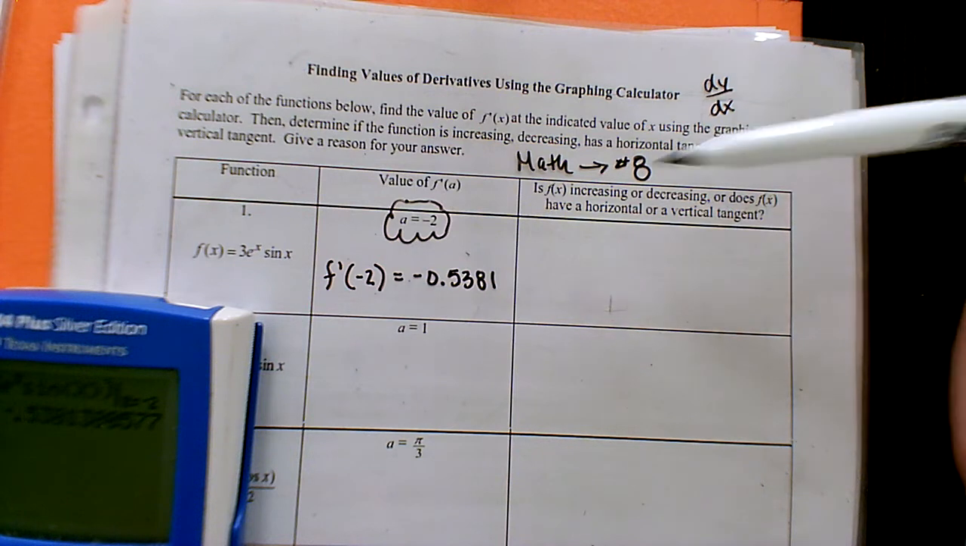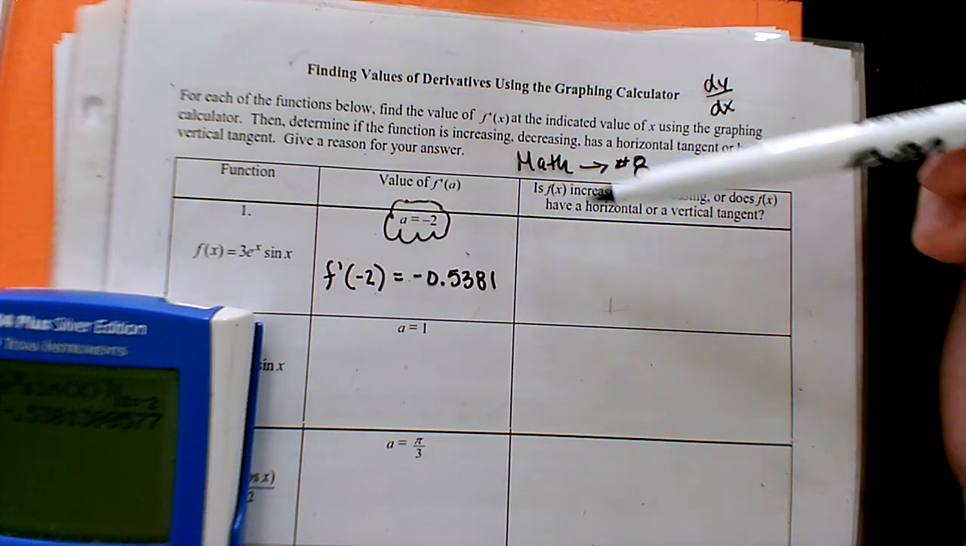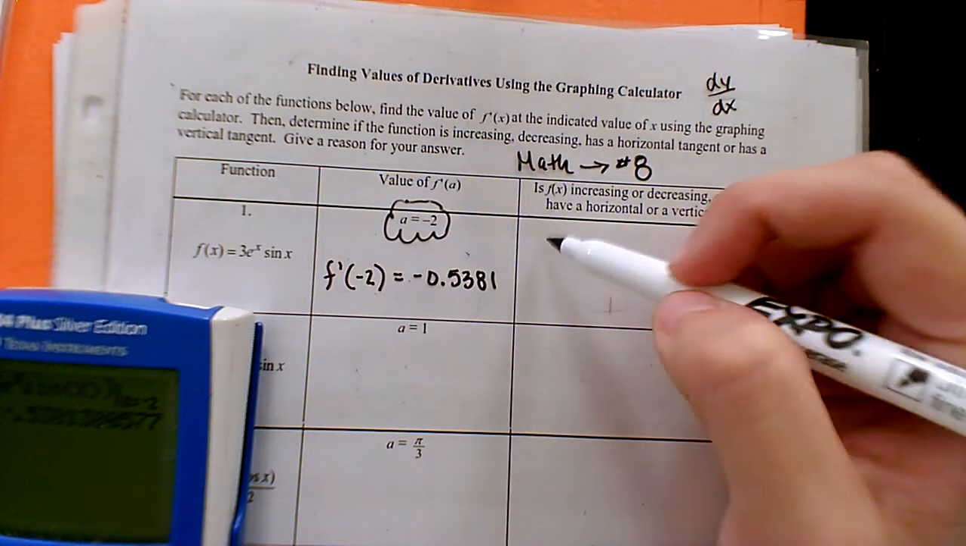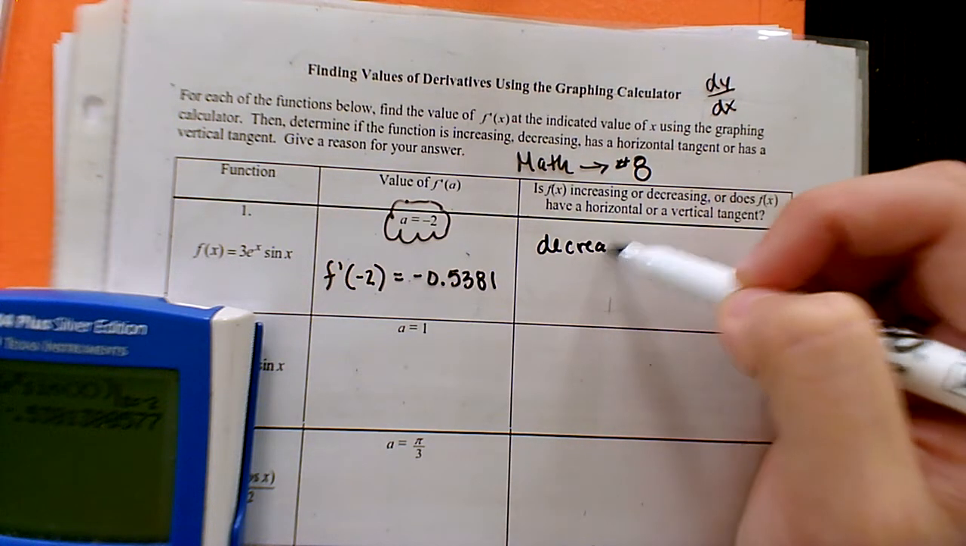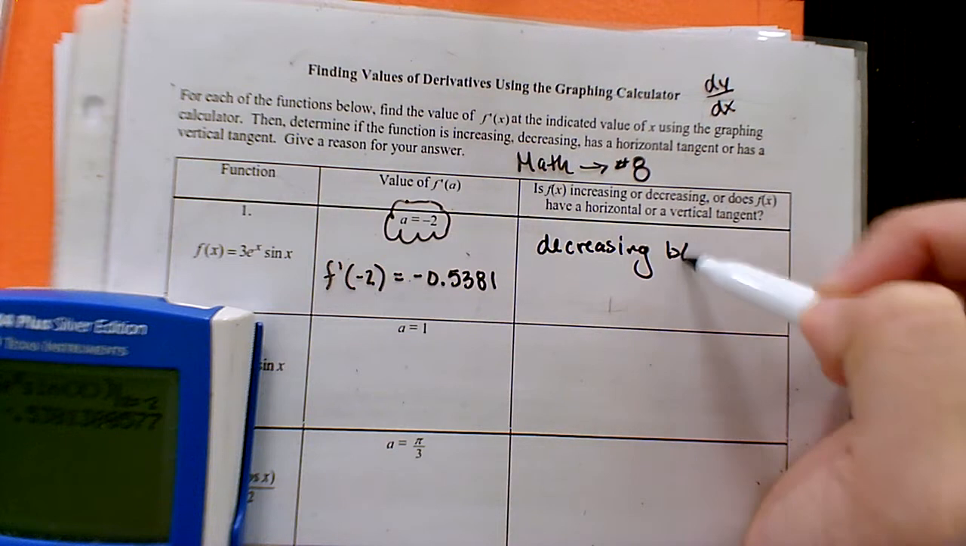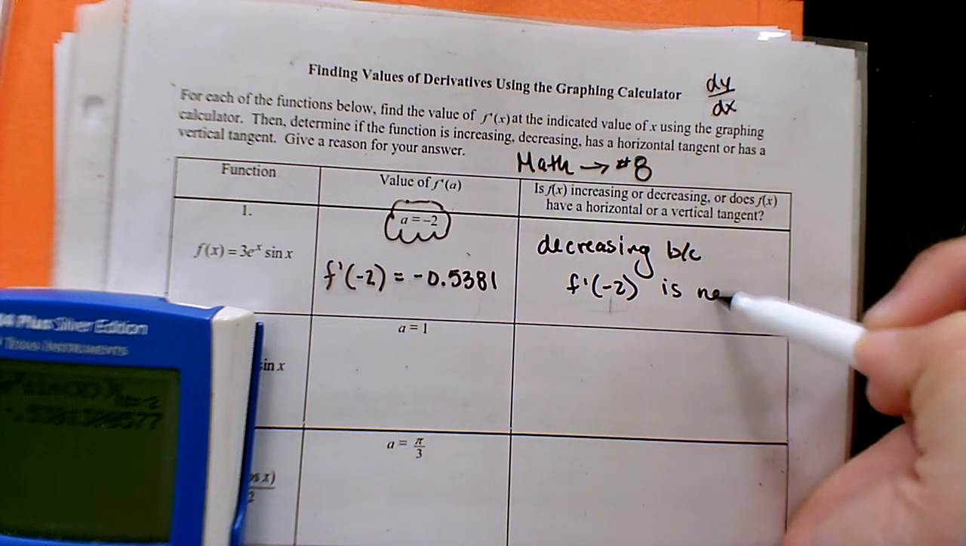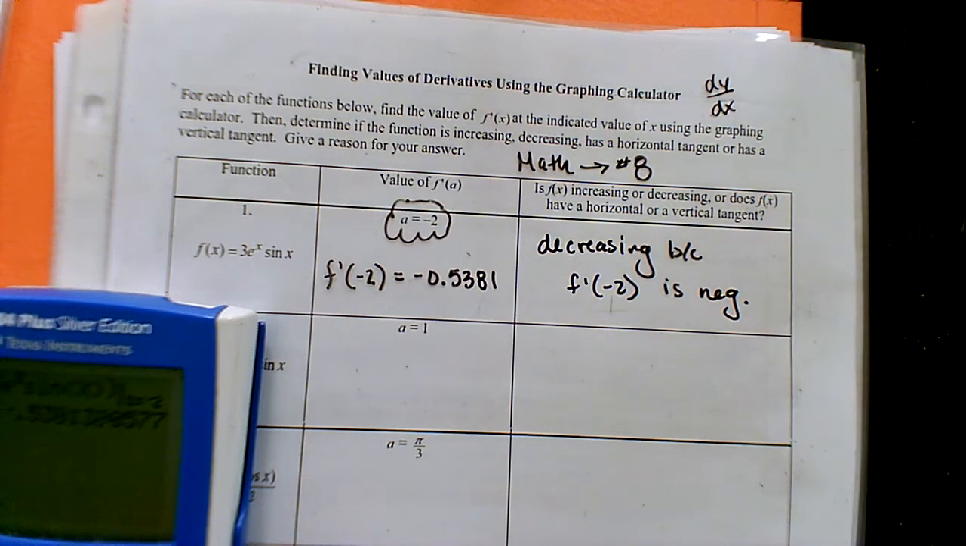Now that we know the derivative value, can we determine what f of x is doing at -2? How's it behaving? Is f of x increasing or decreasing or have a horizontal or vertical tangent? What do you think, Christian? It is decreasing. Because? Negative derivative. There we go. Decreasing because f prime of -2 is negative.